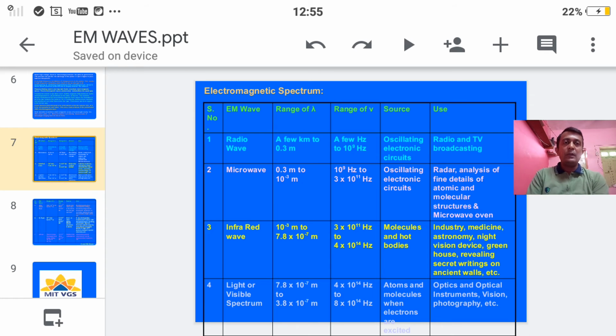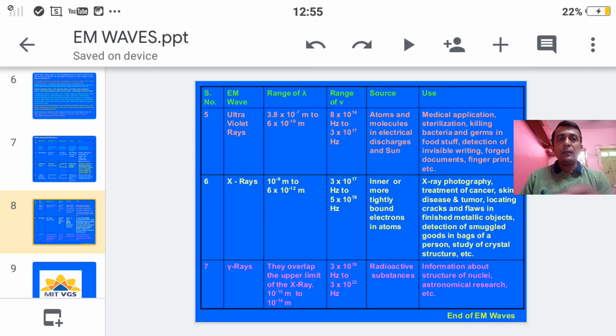Okay, so students, in this PPT we studied the 4 different parts of the electromagnetic spectrum. The first one is radio wave, second one is microwave, third one is infrared wave, and last one is light, which is also known as the visible spectrum. Now see the next PPT, students. Now see in this PPT, the first part.